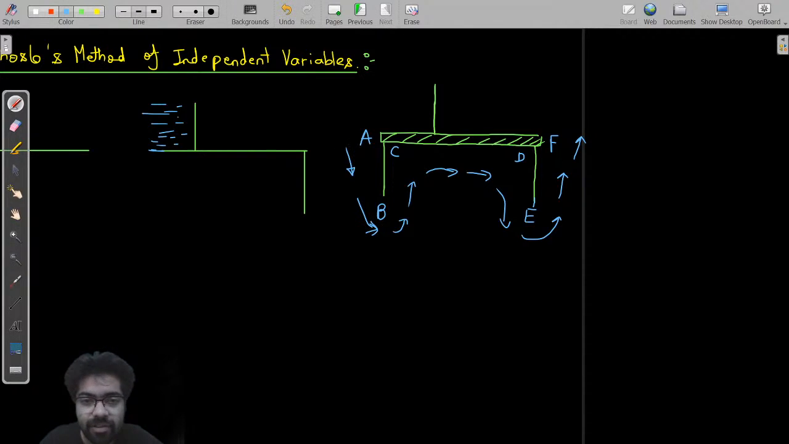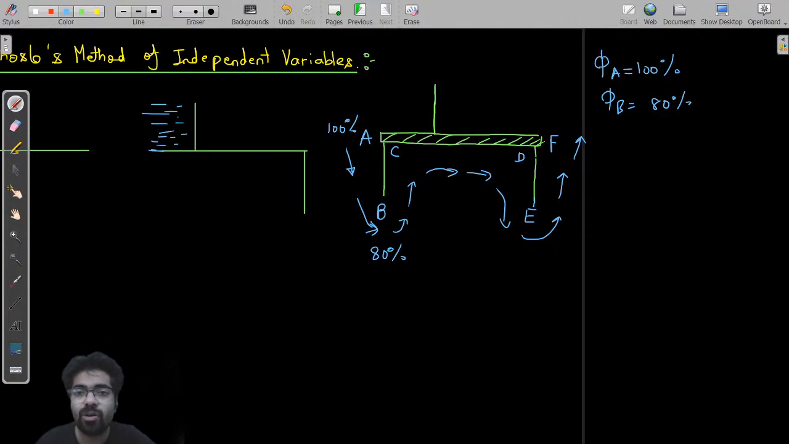So I can say if head is 100% here, then at point B it will be somewhat less, only 80% of the energy of the water is left now. And at C, less energy will be there. Let me write down. At A, suppose 100% energy is there. Then obviously at B 80% energy will be there. At C, which is further downstream, suppose 70% energy is there.